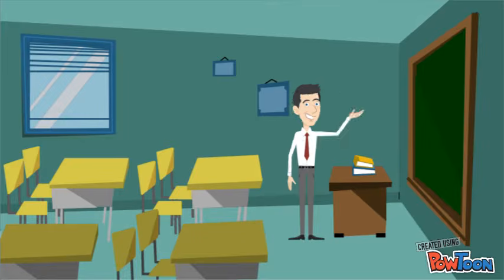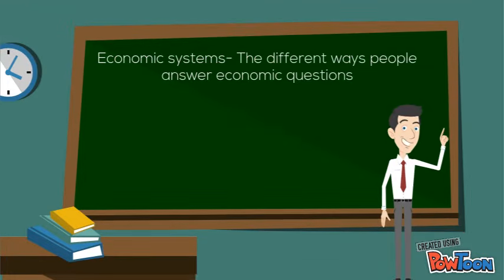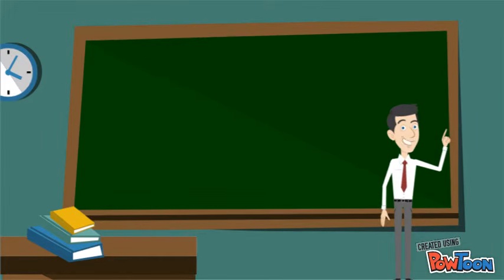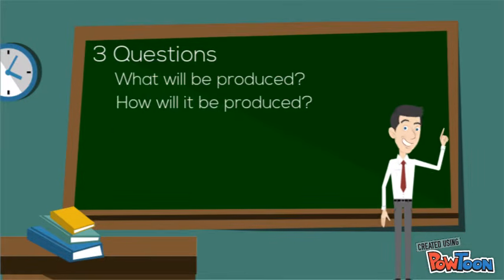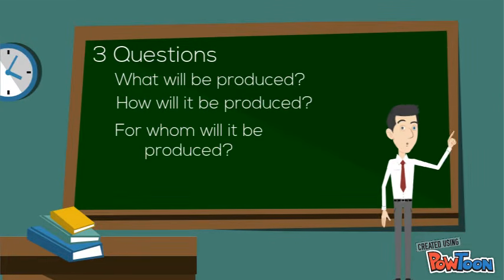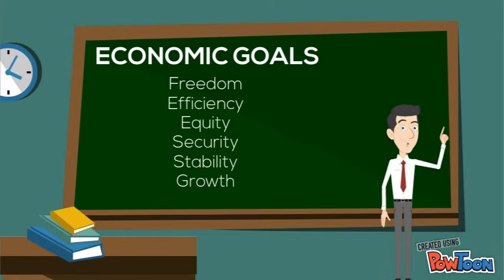Today we are going to be talking about economic systems. Put simply, economic systems are the different ways people answer economic questions. You should remember these from previous lessons, so you know that each economic system has to answer three questions. What will be produced, how will it be produced, and for whom will it be produced? In addition to answering the three economic questions differently, each economic system focuses on different economic goals. Again, we already know these, so I'm not going to go over them.